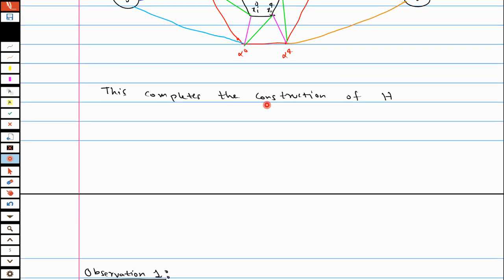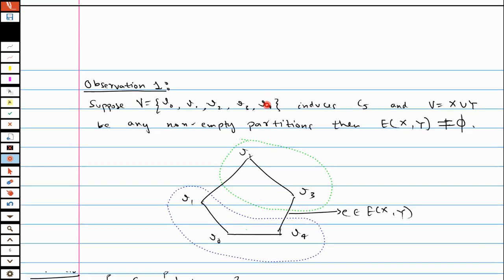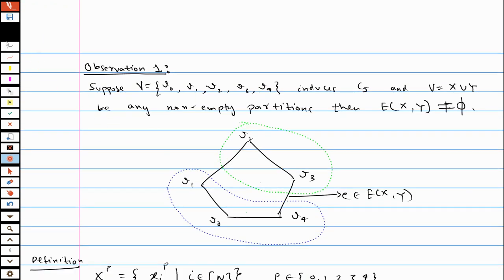So now let's look at some observations. The first observation is, let's say we have any graph, not related to the reduction. Let's say we have a graph which is a C5, and these are the vertices V0, V1, V2, V3 and V4, and we partition these vertices into two non-empty sets. The observation is that in any partition of these vertices into two non-empty sets, there will be edges going across.